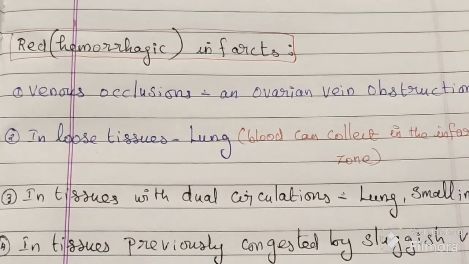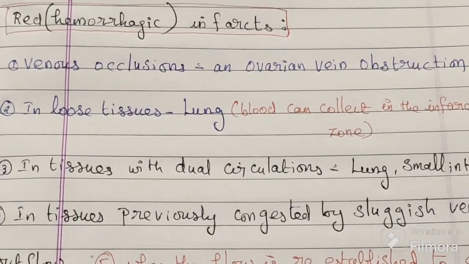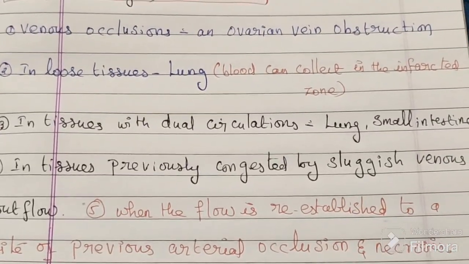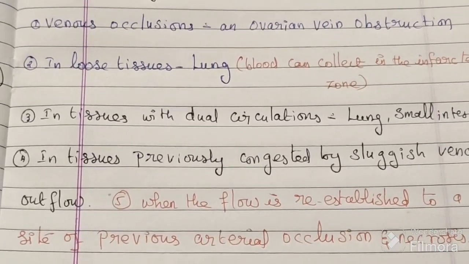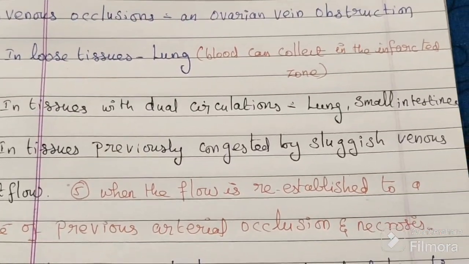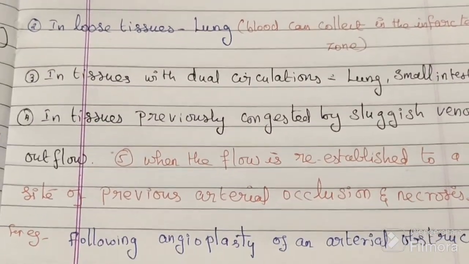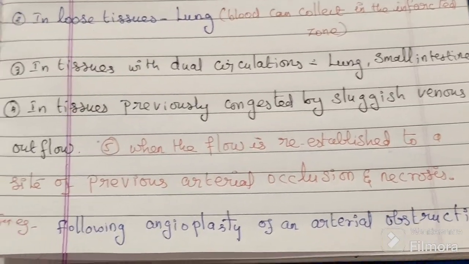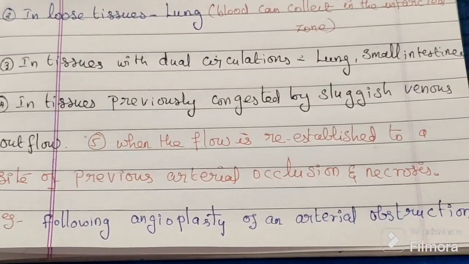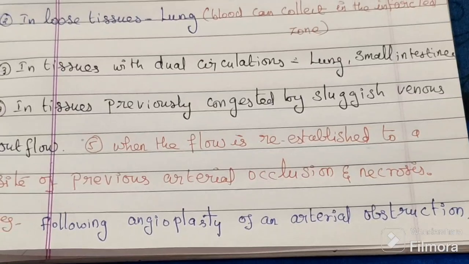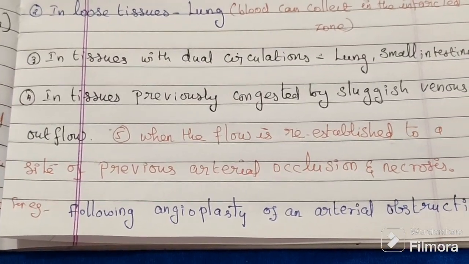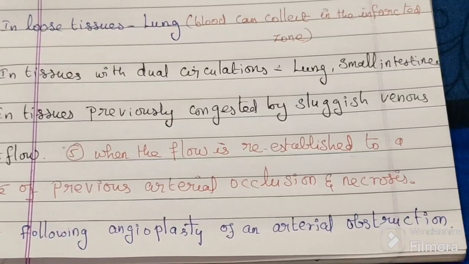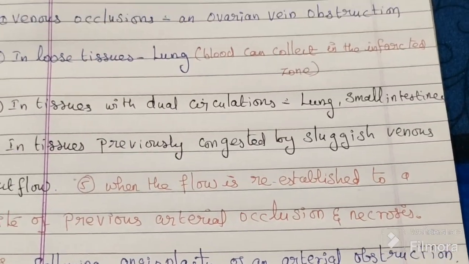So, red infarct: venous occlusion, loose tissue like the lungs, tissue with dual circulation, tissue previously congested by sluggish venous outflow, and when the flow is re-established to the site of previous arterial occlusions and necrosis, for example following angioplasty of an arterial obstruction.